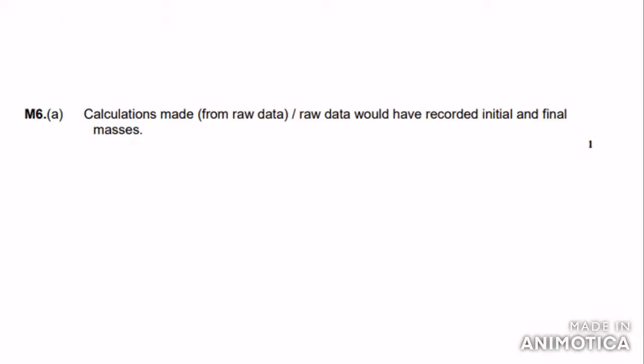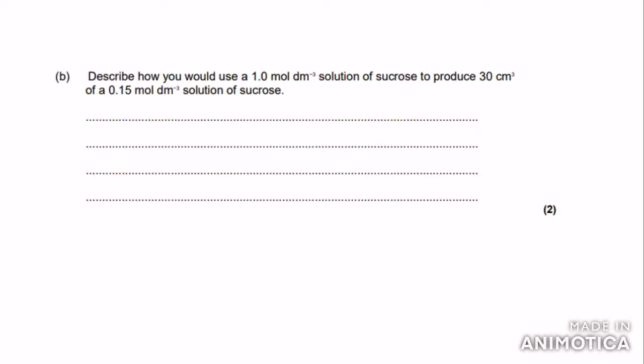So let's look at the mark scheme. Calculations are made from raw data, so we'll get the mark. Or you can put raw data would have been recorded in initial and final masses, as the student has recorded percentage change. So let's get on to the next question, which is a maths question, everyone's favourite.